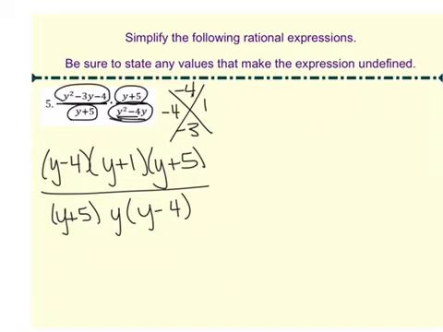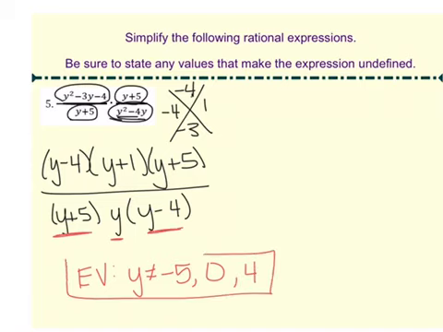So from here, we're going to find our EVs. So we're dealing with y's this time. For this piece, it cannot be a -5. That would make that a 0. For this piece, it cannot be a 0. And then for this piece, it cannot be a 4. So those are my EVs.